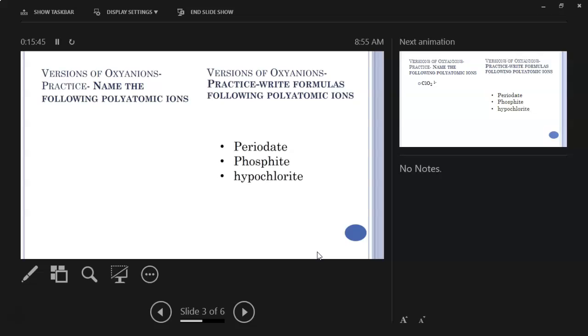Hypochlorite, so scan the list. Okay, 2 less, so the original is ClO3 -, right? And Issa said 2 less, so my formula would be what? Very good. You guys are awesome.